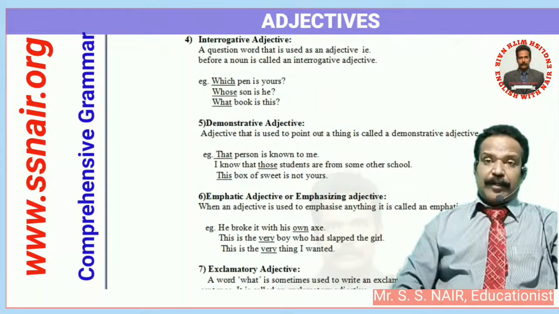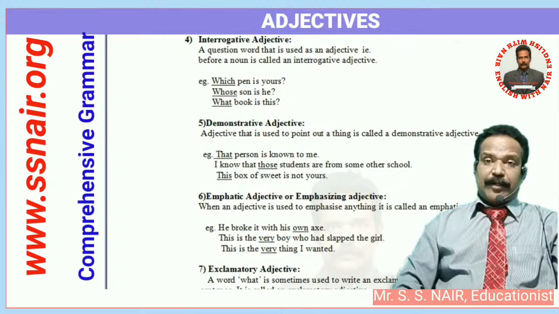Here in the example, you can see, which pen is yours? I'm not saying which is your house. If I say which is your house, then it goes in the category of interrogative pronoun. But if I'm asking which house is yours, then it becomes interrogative adjective because I'm using which before a noun. Which pen is yours? I'm using which before pen. Whose son is he? I'm using whose before son. So I'm using which, whose, what before nouns like pen, son, book. Then these words which, whose, what are called interrogative adjectives.